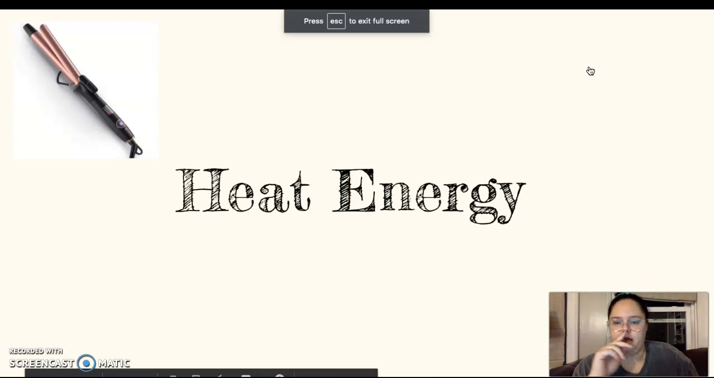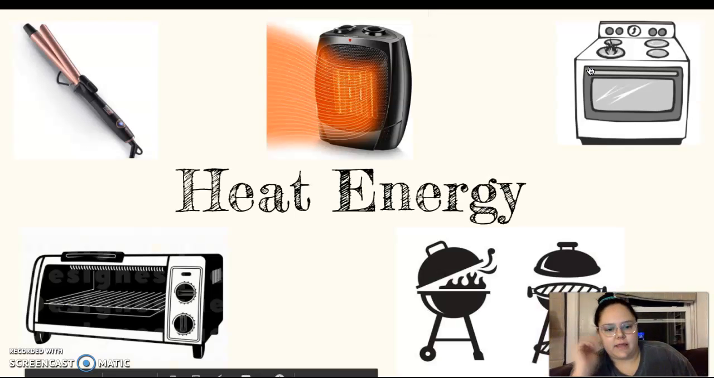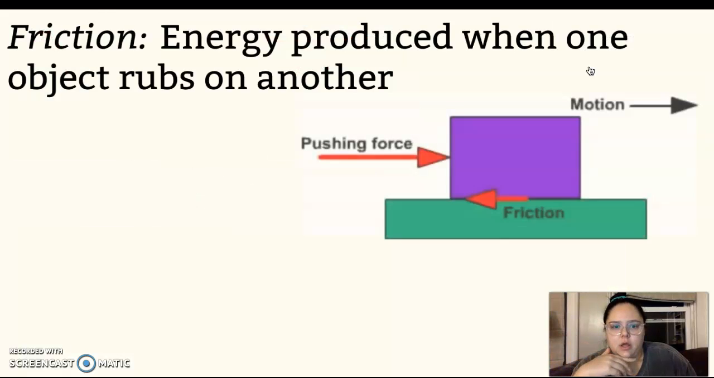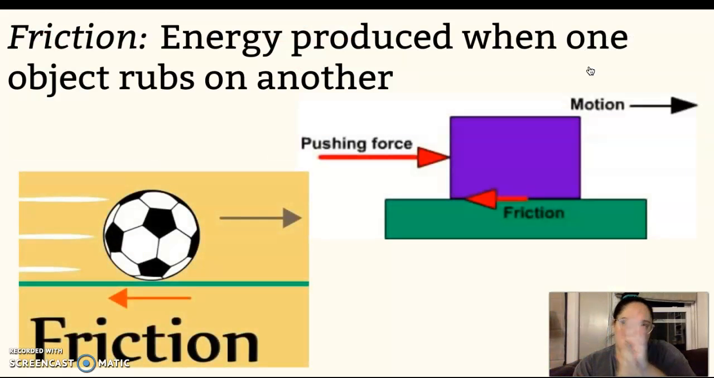So we've got heat energy, anything that gives off heat, like a toaster oven, a grill, a stove, a straightener, or curling iron. We talked about friction, how when two objects rub against each other, there is heat formed, and that's because of that pushing force. And when those objects are rubbed together, it creates energy and heat in the form of friction.